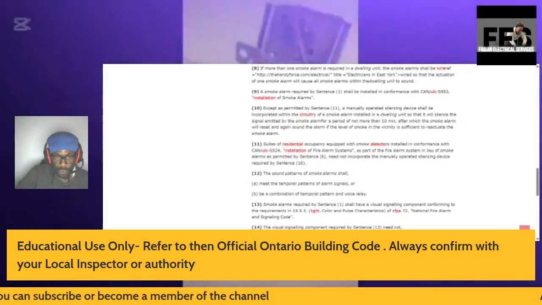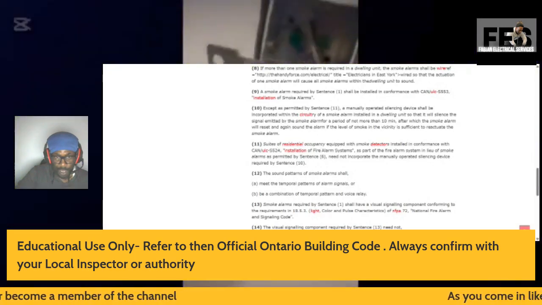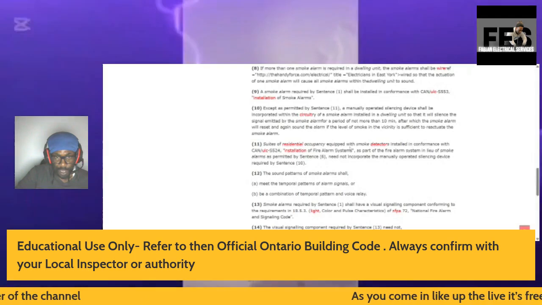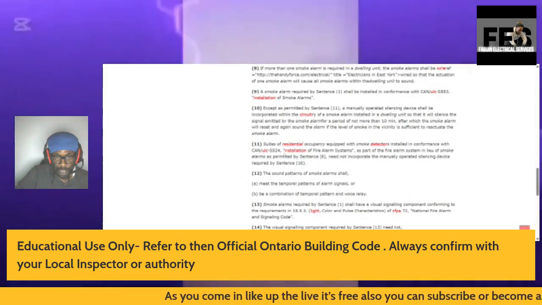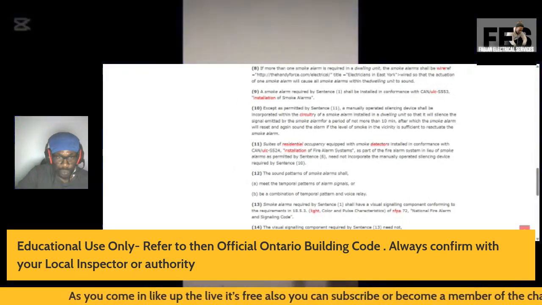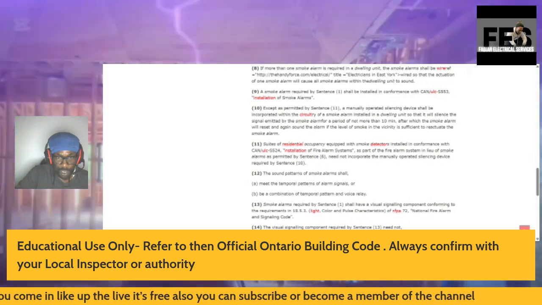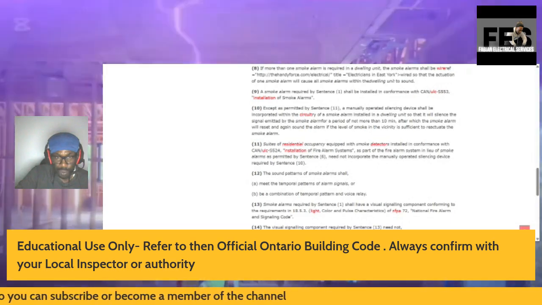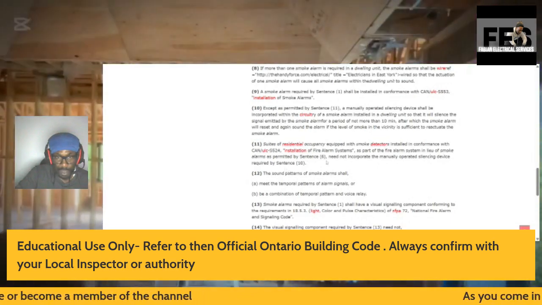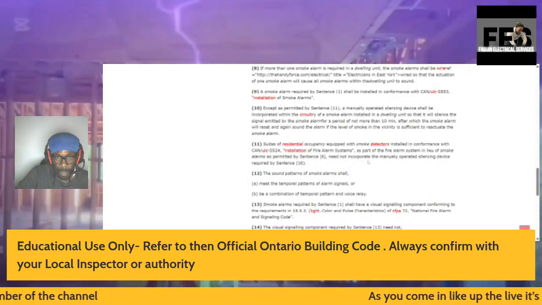Suites of residential occupancy equipped with smoke detectors in conformance with CAN/ULC-S524, installation of fire alarm systems, as part of the fire alarm system in lieu of smoke alarms permitted by sentence 6 need not incorporate the manual silencing device.